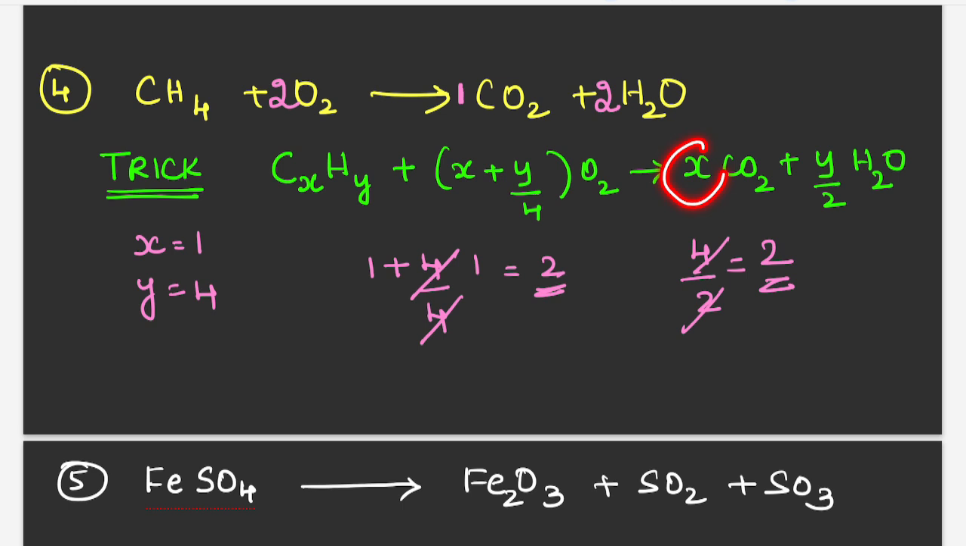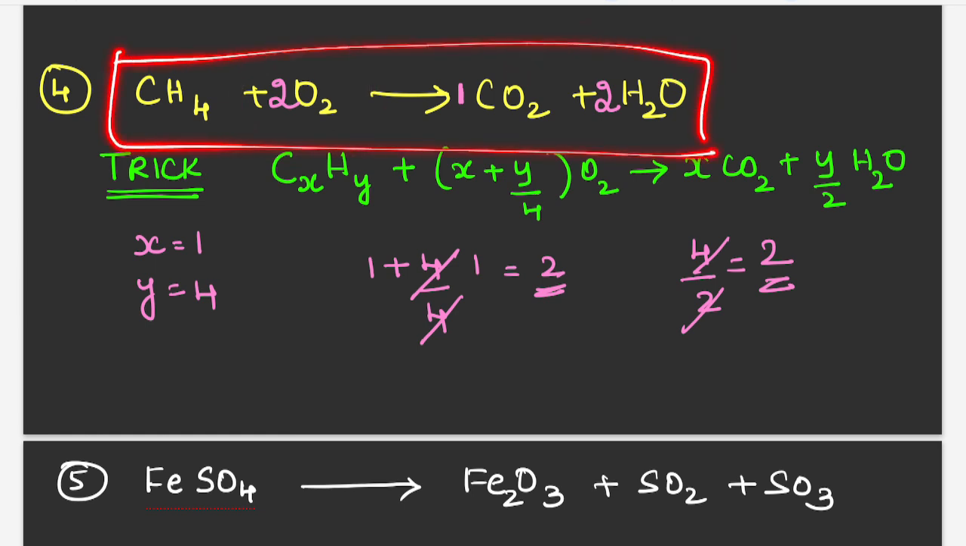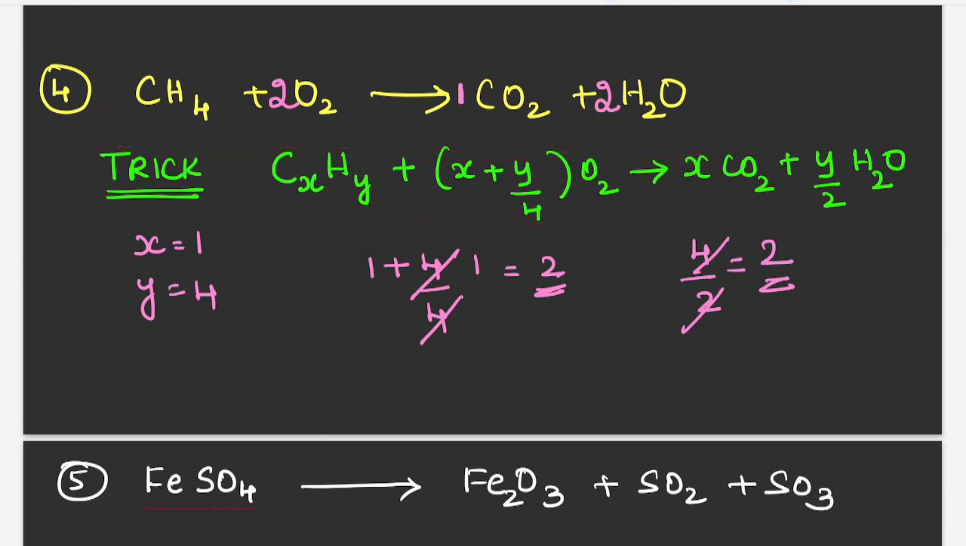Here the x value is 1 and the y by 2 value is 2. Therefore this is the balanced equation. This is used only for combustion reactions. Combustion reaction means a hydrocarbon, when you are heating it in the presence of oxygen, carbon dioxide and water will be formed. Whenever you see a combustion reaction, you can use this formula and easily balance the equation.